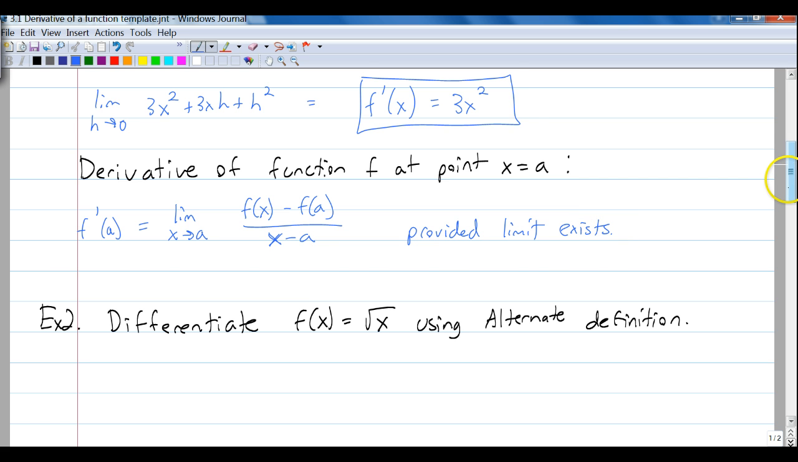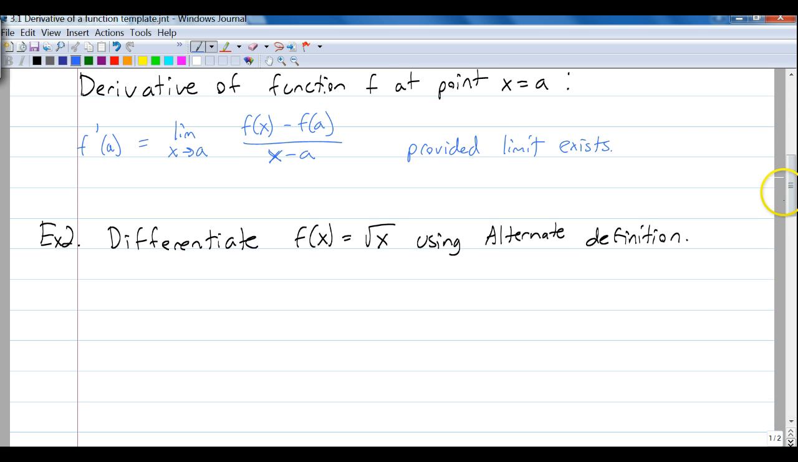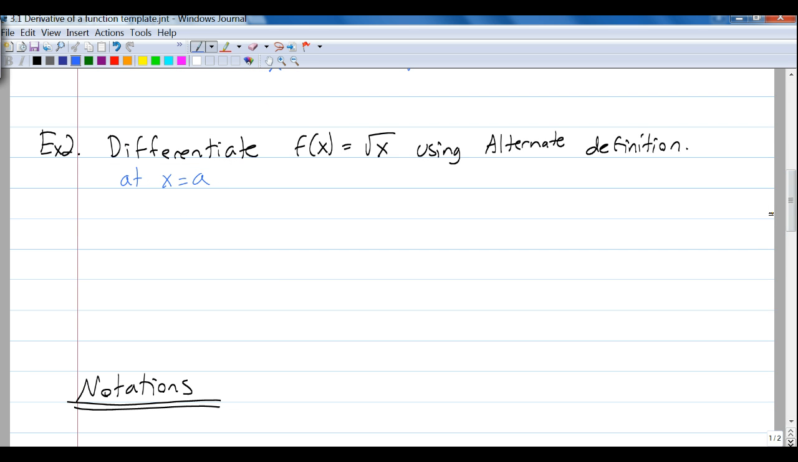Okay, so let's use this definition to find oh, I messed something up here. Well, I didn't really mess it up. So differentiate this function using the alternate definition, and in this case, we want to say at x equals a. So I needed that part there too. Okay, so we want to find it just at x equals a. So my alternate definition would be f prime of a is equal to f of x, which is square root of x, minus f of a, which is square root of a, all over x minus a. And I forgot a very important part. It's the limit as x goes to a.